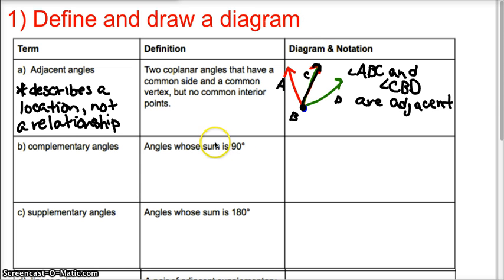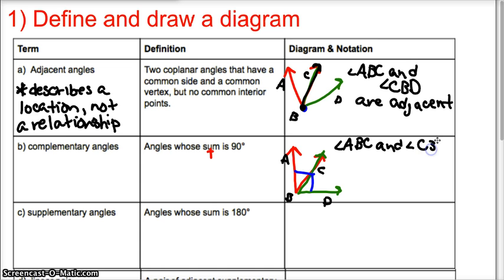Complementary angles are angles that sum to 90 degrees, and sum is being added. So we have two angles. Here's one angle, and here's my second angle. Two angles are complementary when they add up to 90 degrees. These two angles happen to be adjacent and complementary. Using the same labeling, ABC and then the D out here, I can say that angle ABC and angle CBD are complementary.